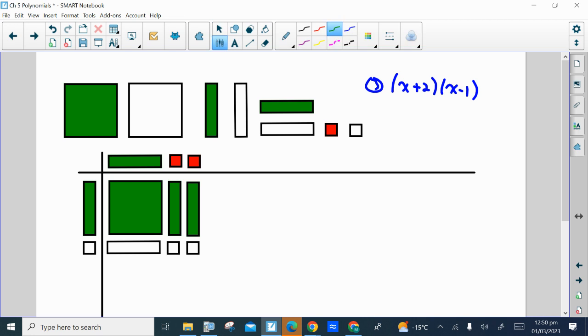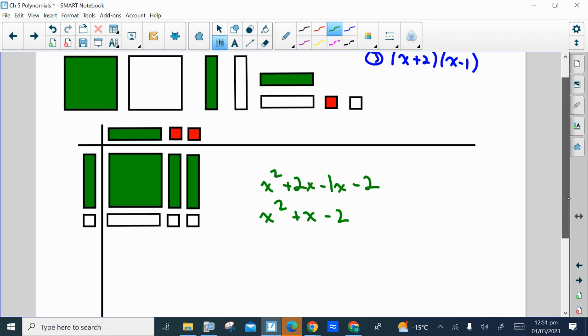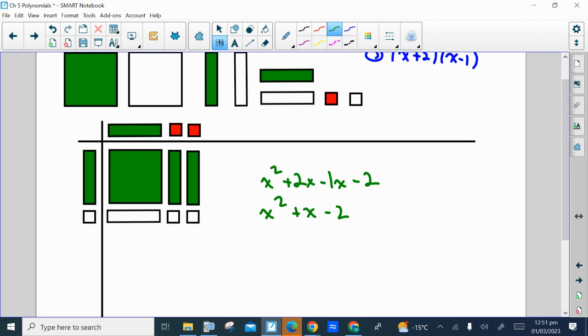And so now when we write the value of our polynomial, you're going to have a positive x squared. You're going to have two positive x's, but one negative x tile. And then you have two negative 1 tiles. 2x take away 1x is 1x. So there's the answer. When you multiply those two binomials together, you get x squared plus x minus 2.